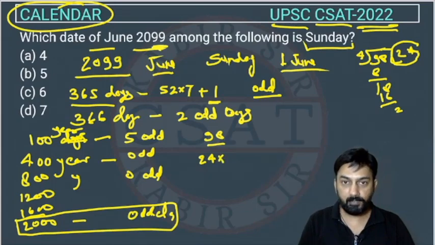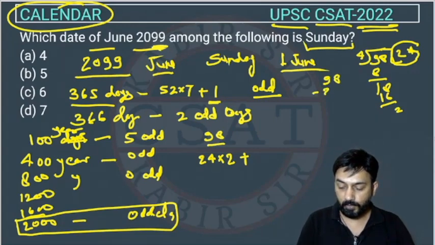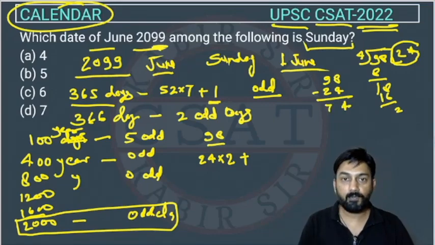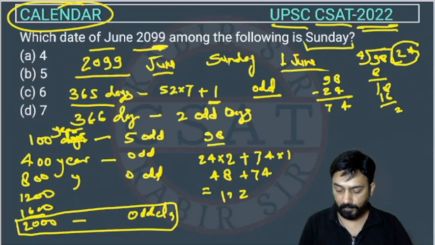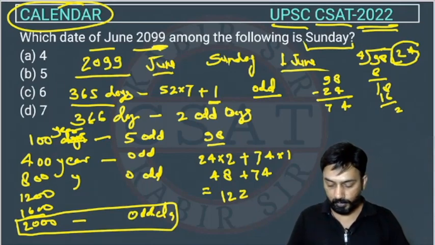In every leap year there will be 2 odd days. So how many years are remaining after deducting leap years? 98 minus 24 is 74 years, so 74 years are normal years. In a normal year we have 1 odd day, so this will be 74 into 1. Now we calculate: 48 plus 74, we will add this and we will get 122 days.